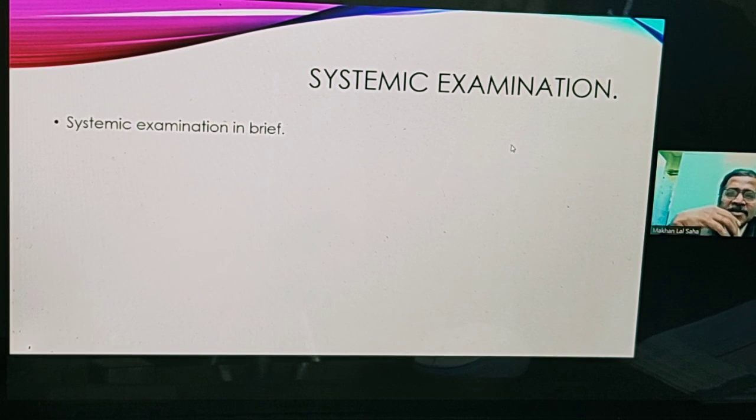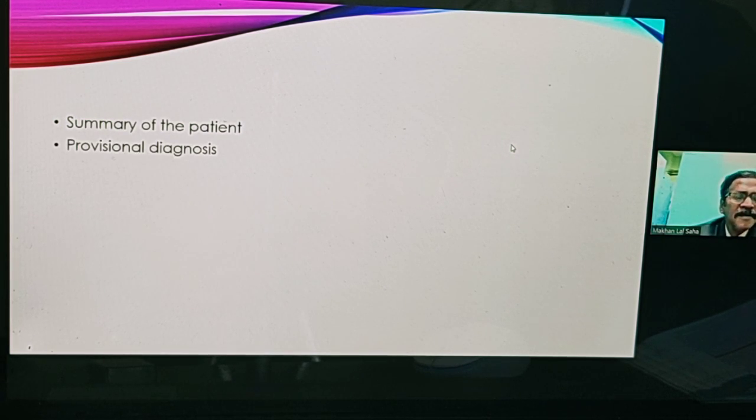Apart from this, you should give a good explanation, and this should be done in brief. You should go to the other systemic symptoms, summarize the patient, and give a provisional diagnosis.